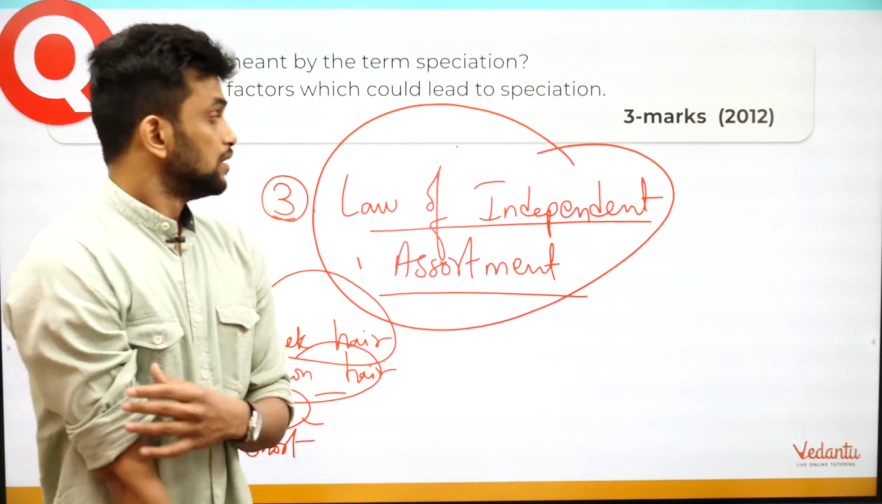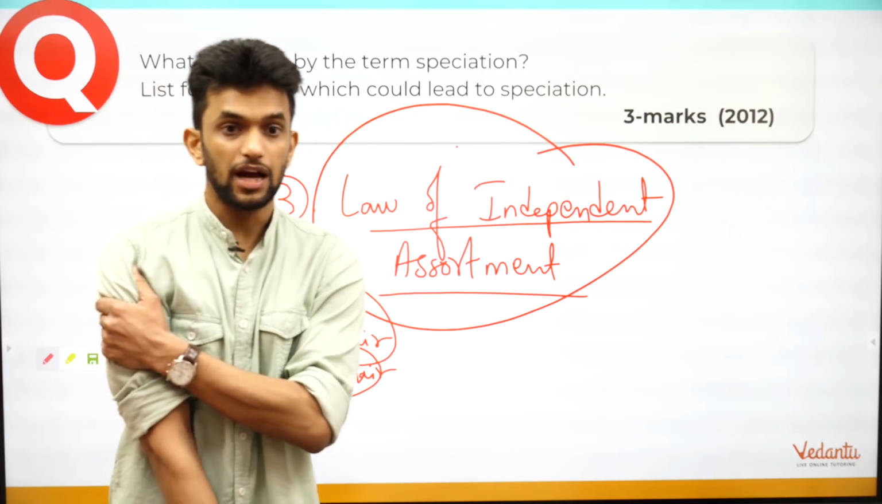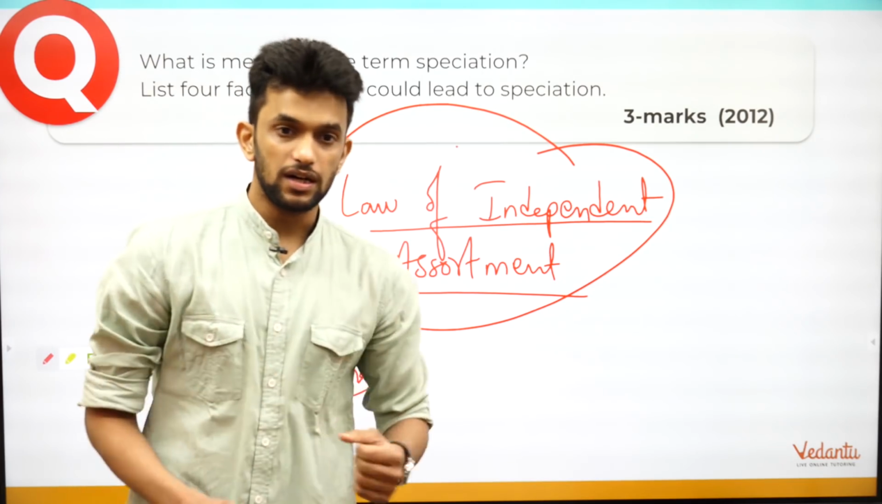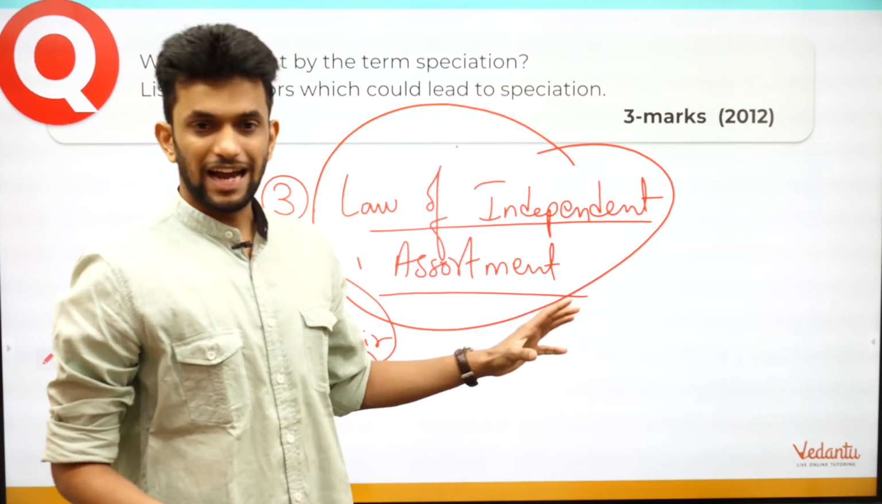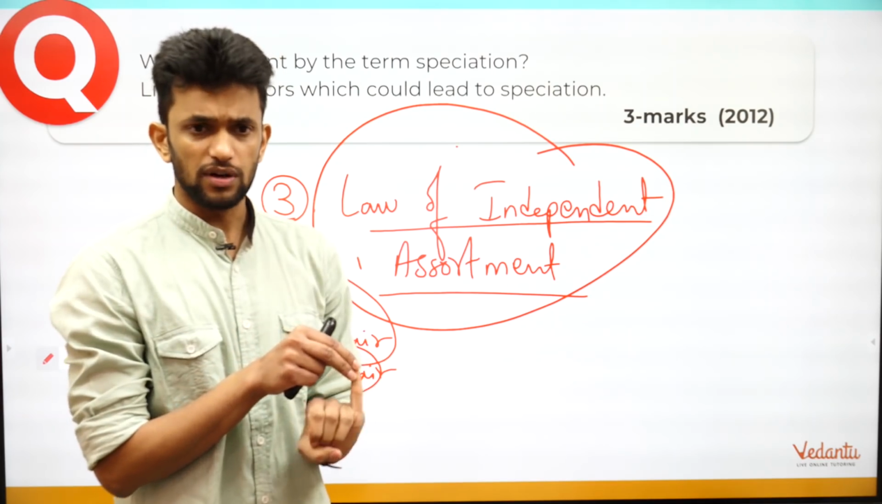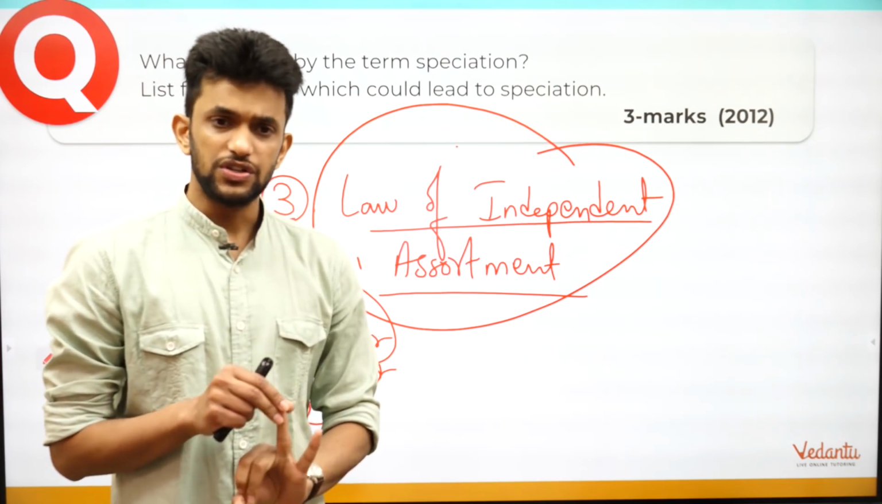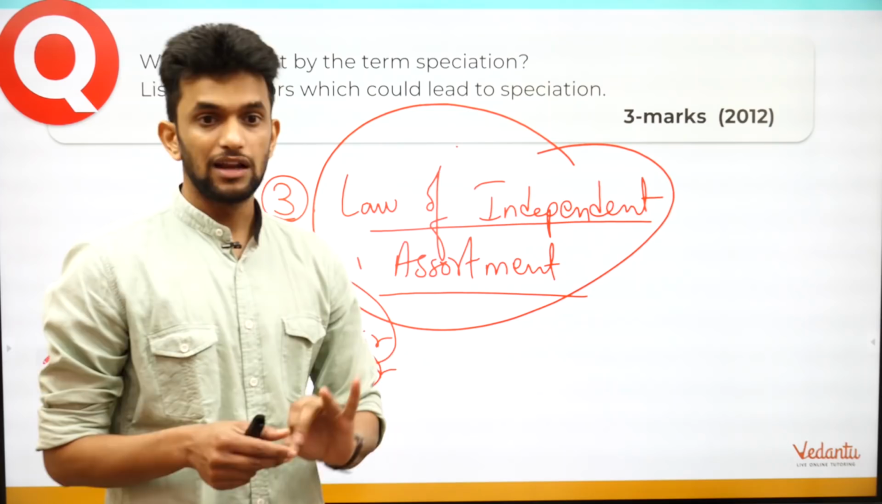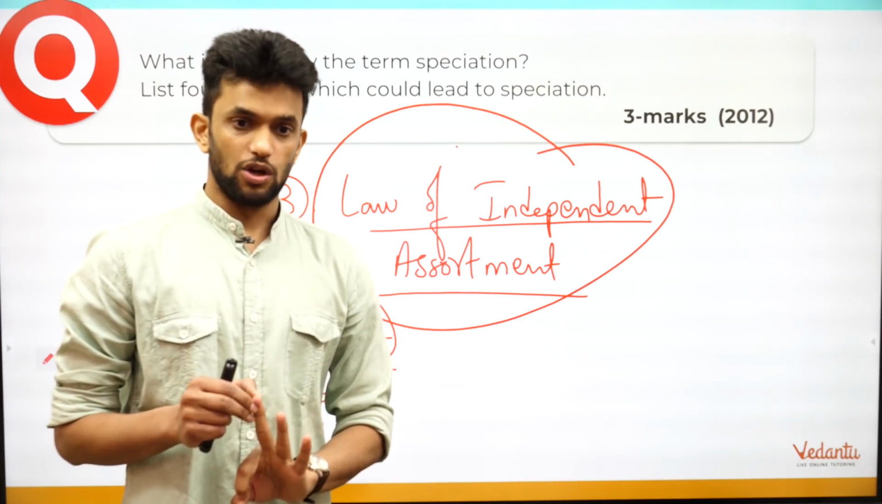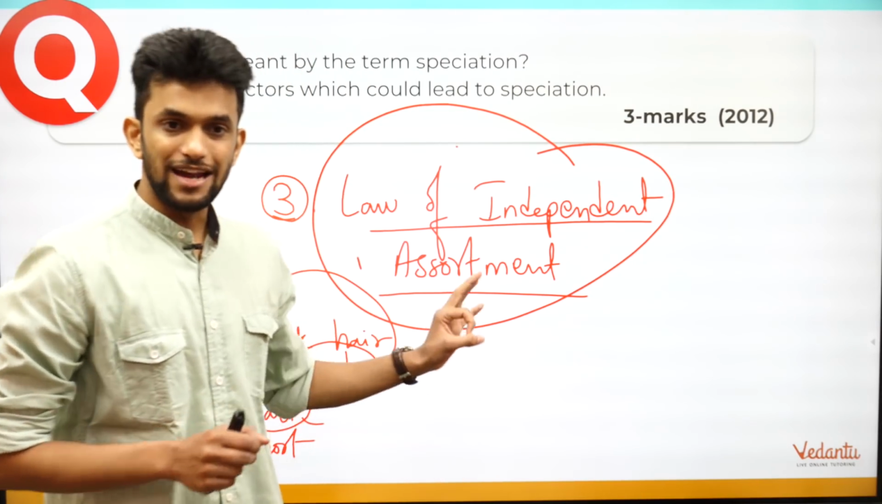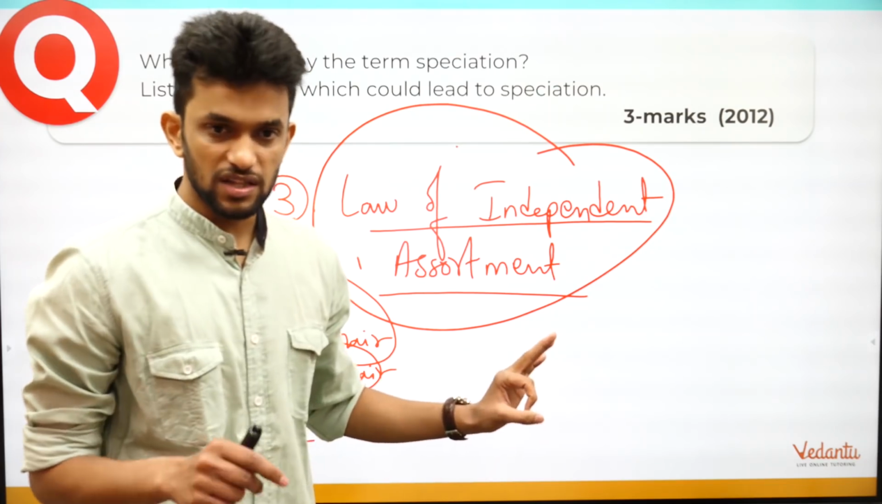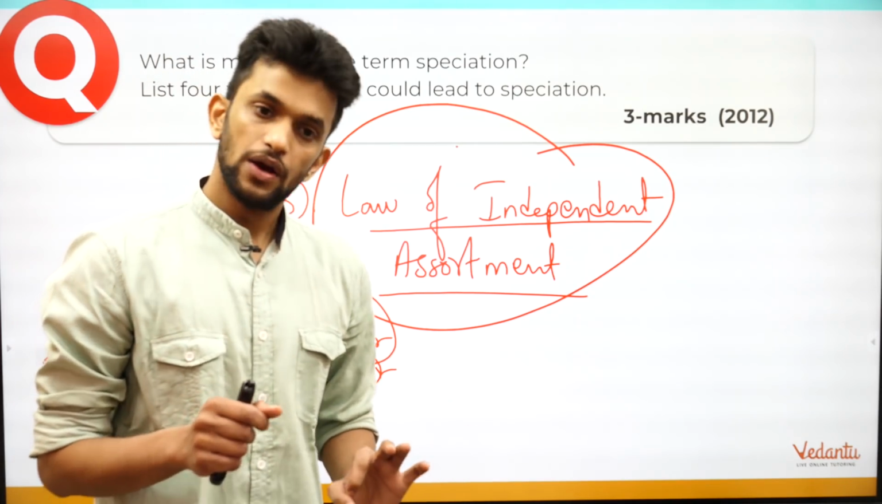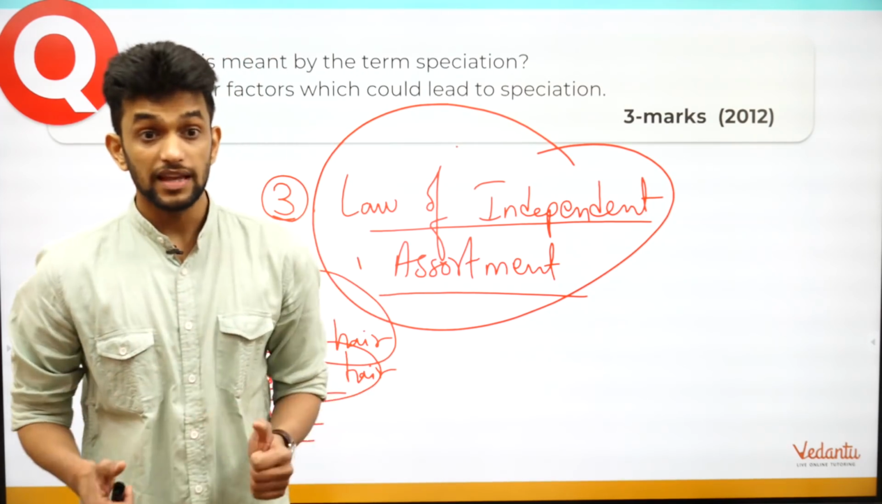Then I guess I am running out of time. I'll continue with the chapter and I'll discuss what evolution is also. After this there's evolution and speciation, and then we'll discuss certain questions. If you have any doubts, just mention them in the comments. I'll try to clear them. Stay focused.